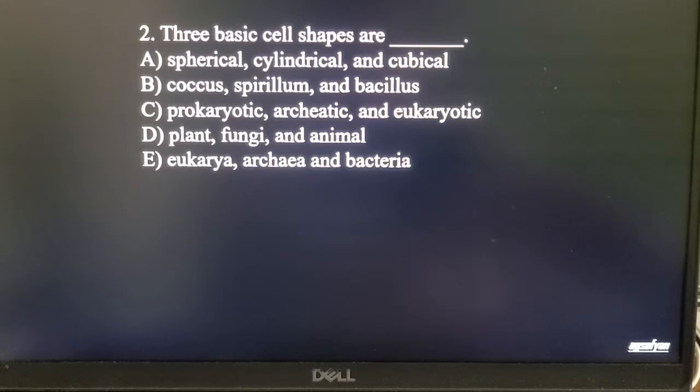Okay, number 2. 3 basic cell shapes are A. Spherical, cylindrical, and cubical. B. Coccus, spirillum, and bacillus. C. Prokaryotic, archaeatic, and eukaryotic. D. Plant, fungi, and animal. E. Eukarya, archaea, and bacteria. Okay, please choose your answer.